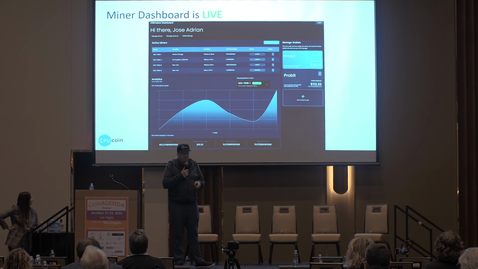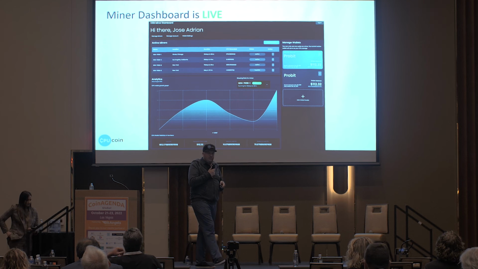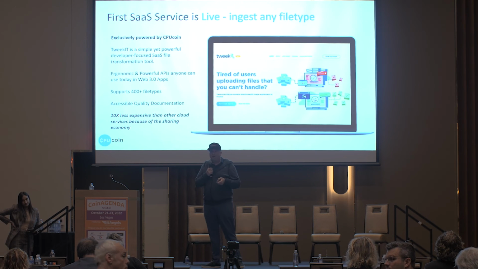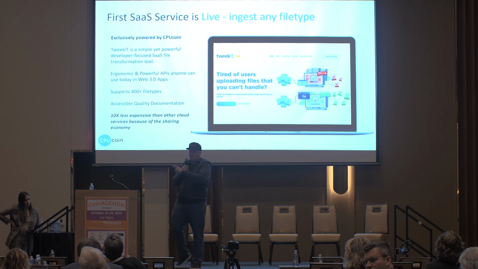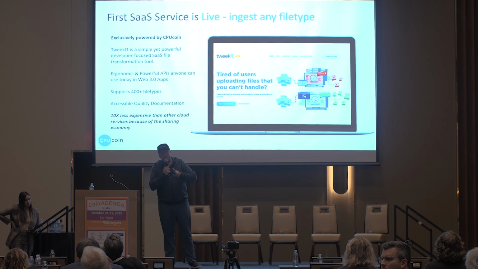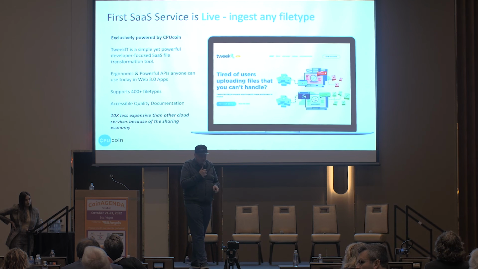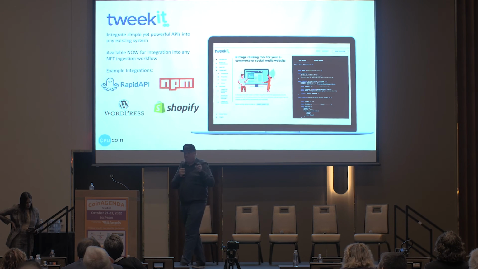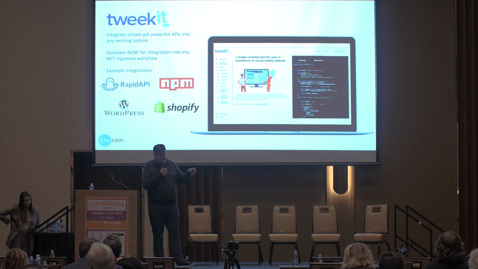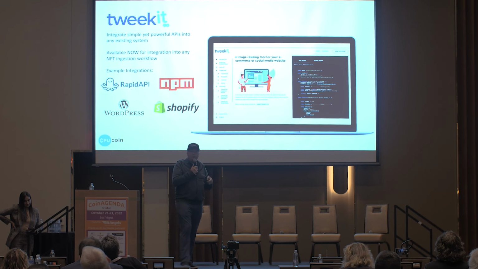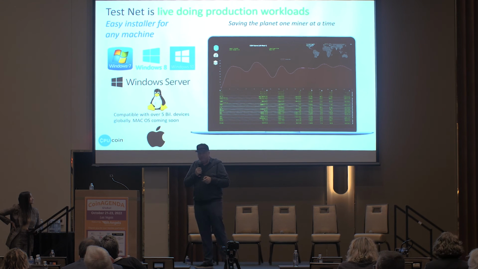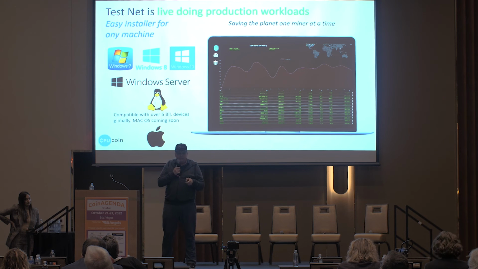We have a miner dashboard, which is live, and our first SaaS service, which will ingest 450 file types, is on from Equilibrium. It's a SaaS service that is being powered by CPUCoin, a public network. That's called Tweak It. It solves the big problem of ingestion of any file type and delivering it back to you in any form you need immediately. So the testnet is doing live production workloads, and we're paying out companies today.